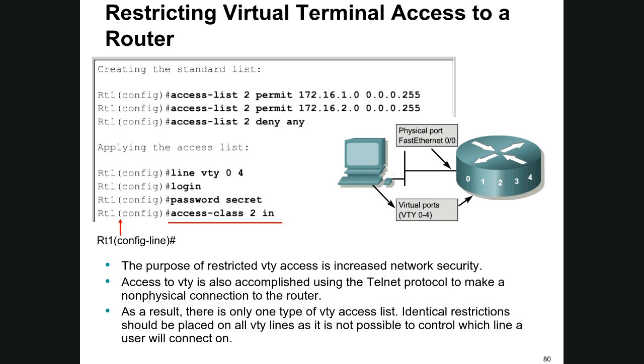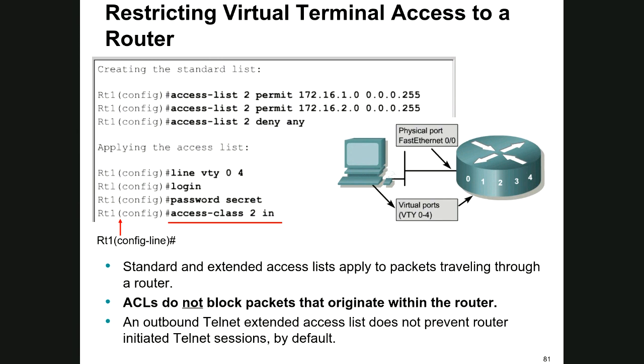Now, security is like layers of an onion. We want to do as many different things as possible, so if the bad guy gets through one layer, maybe the other layer will stop him. So again, standard and extended access control lists only apply to packets traveling through the router. If I was consoled into that router, an access control list wouldn't pay any attention to it. It would escape the router and go wherever it was supposed to go. So an outbound telnet list wouldn't prevent router-initiated telnet sessions, for example.